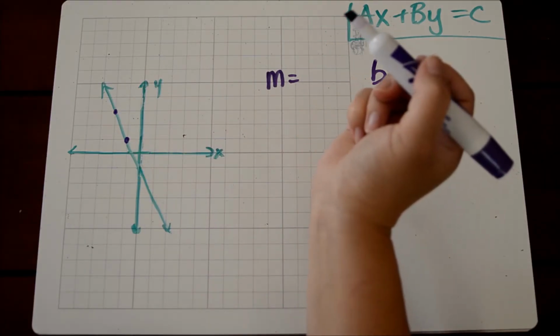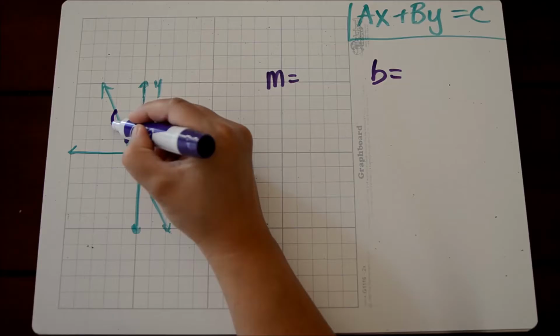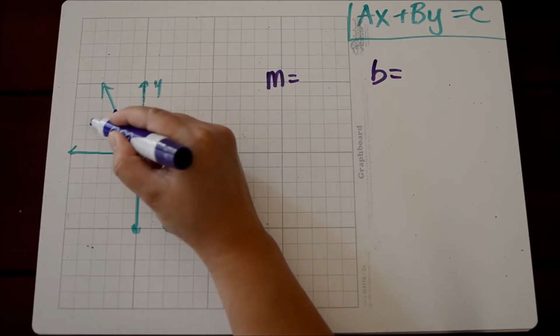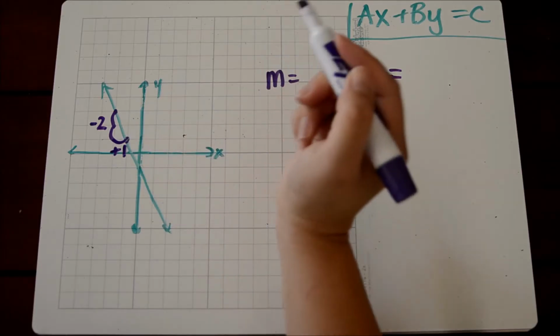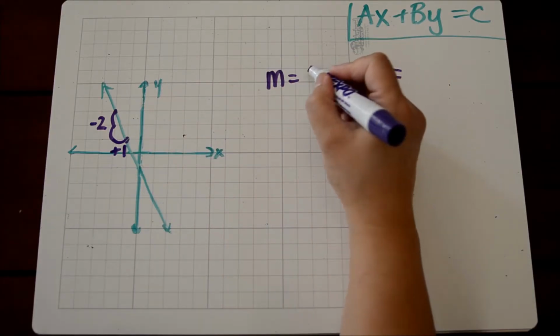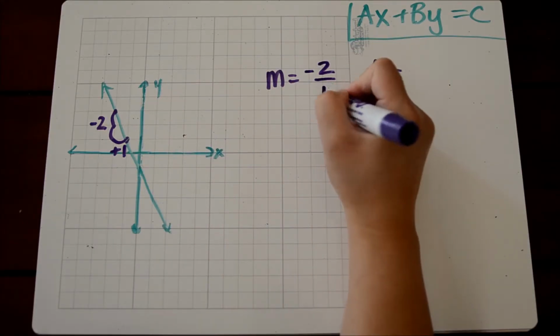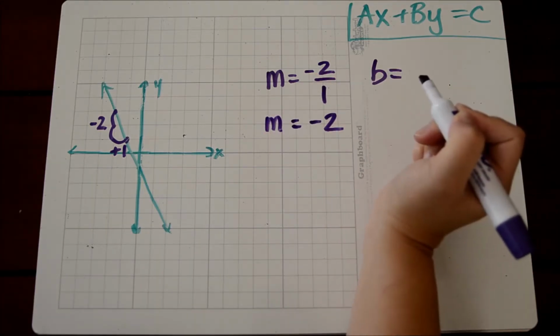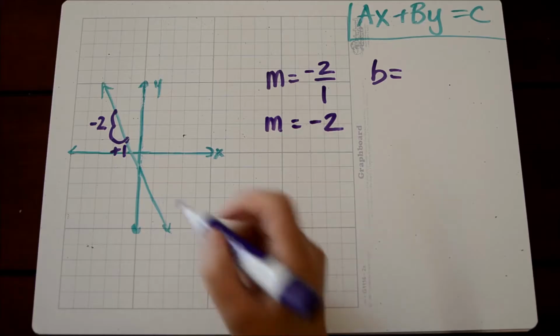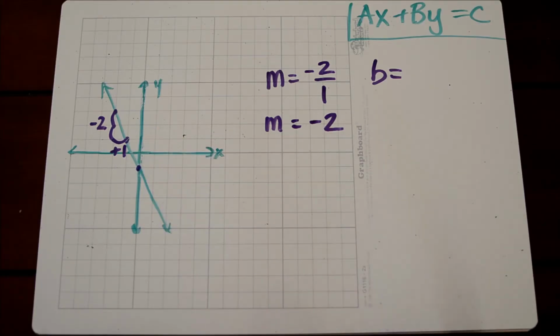And we have to calculate the difference in y over the difference in x. So that's the rise over the run. We have to go down 2 to the right 1, so that's -2 and +1. That could be reduced to -2. And our y-intercept is wherever our graph crosses the y-axis, so that point is at -1.